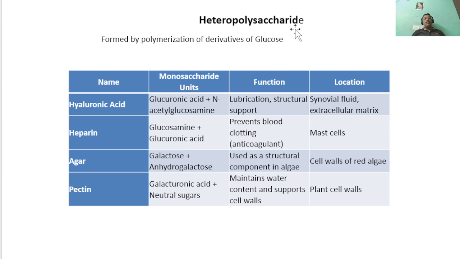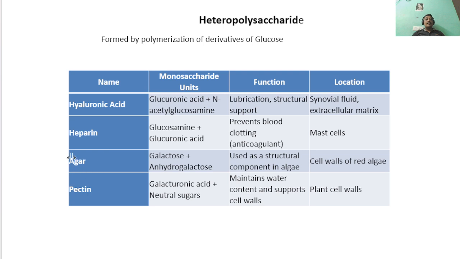And heteropolysaccharides are made of different types of monosaccharides. The good examples are shown here. Heparin, most of you should know, is a blood anticoagulating agent. What is it made up of? Glucosamine and glucuronic acid. Its function is to prevent the clotting of blood. And where is heparin present? It is present in the mast cell.